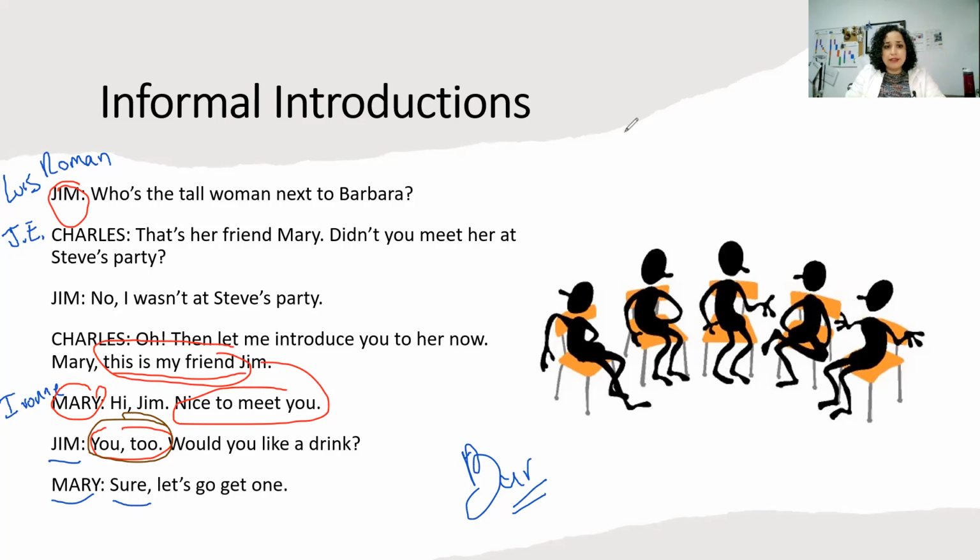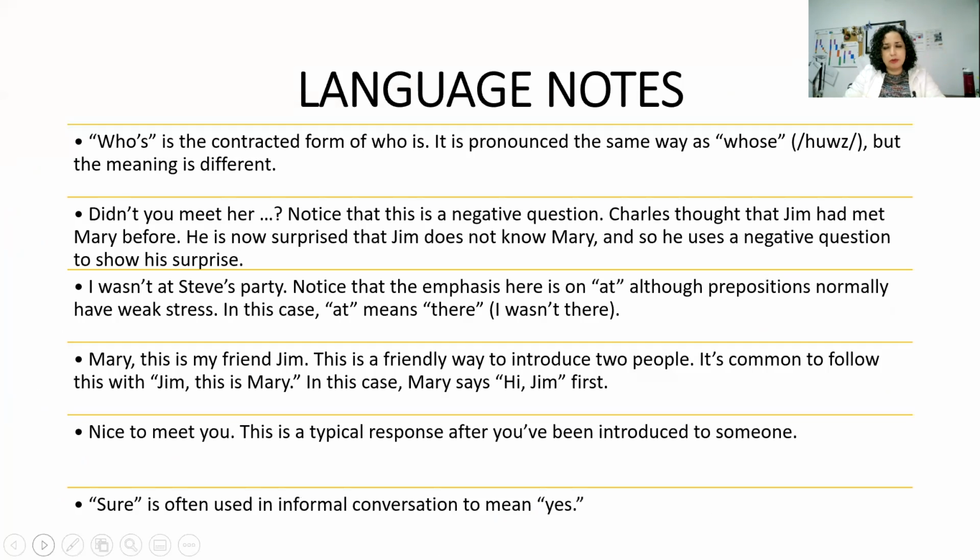Okay, so let's see the analysis from the book. It says, the language notes. Who's is the contracted form of who is. It's pronounced the same way as whose, but the meaning is different. Didn't you meet her? Notice that this is a negative question. Didn't you? Charles thought that Jim had met Mary before. He's now surprised that Jim does not know Mary, and so he uses a negative question to show his surprise. Didn't you meet her? I wasn't at Steve's party.